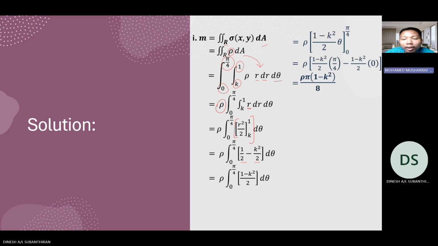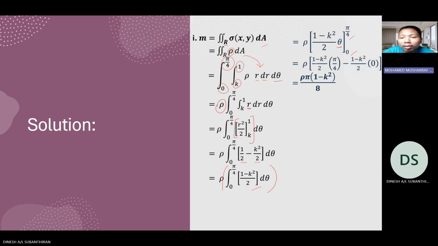And since both denominators are the same, we can simplify the equation by writing (1 − k²)/2. Next, we do the second integration. We'll integrate the angle and we will get (1 − k²)/2 times θ in the bracket, and the outside will be the limit π/4 and 0.